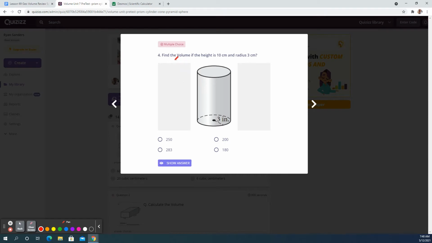Find the volume if the height is 10 centimeters and the radius is 3 centimeters. So start with the formula. Volume is equal to area of the base, pi r squared, times the height. It looks like, oh, there's our height there. So this one is height of 10. Radius of 3. All right, so that's our radius. We got centimeters and inches on this one. That's okay. Our answers don't even have units, so let's just go ahead and plug it in.